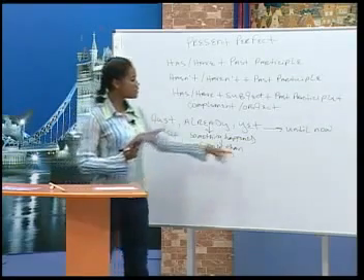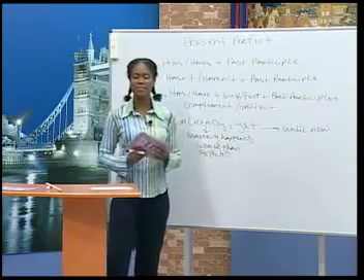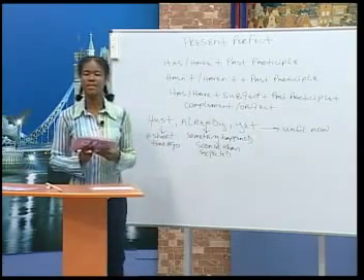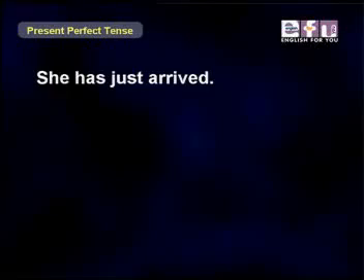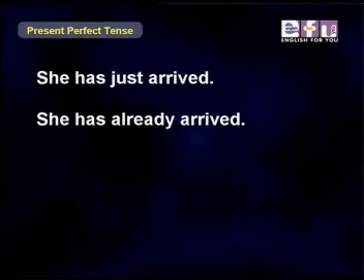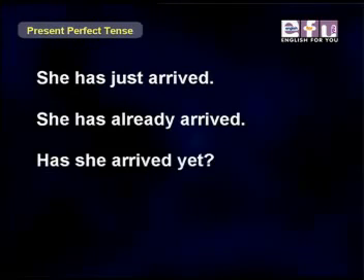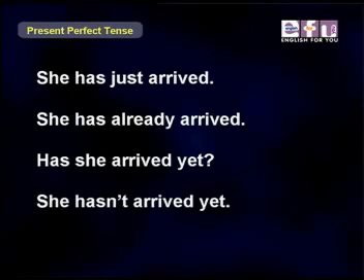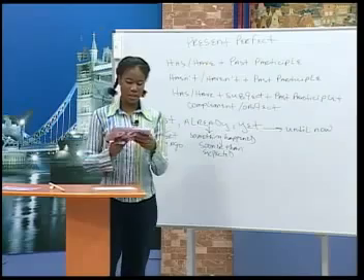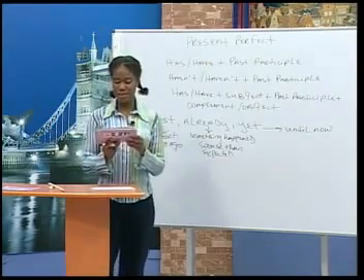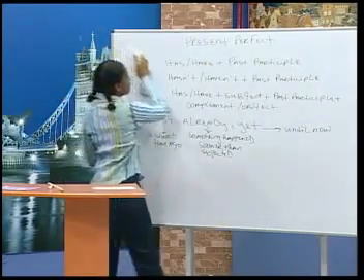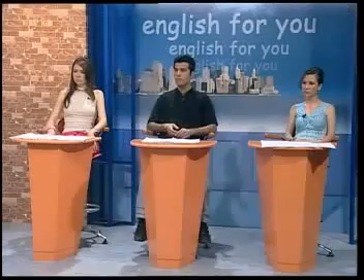Okay, now "already" and "just" are usually put between the auxiliary and the past participle. Okay, and "yet" usually comes at the end of the sentence or question. Let's take a look. She has just arrived. So you see that "just" is between "has" and "arrived". She has already arrived. Has she arrived yet? "Yet" is at the end. She hasn't arrived yet.